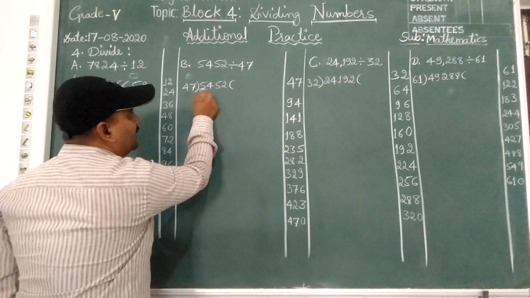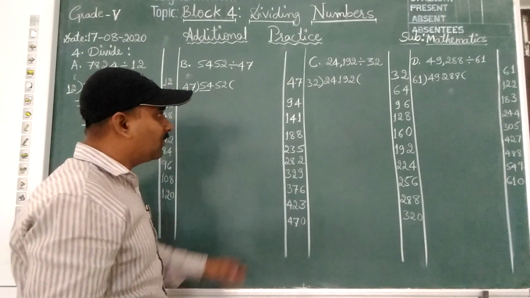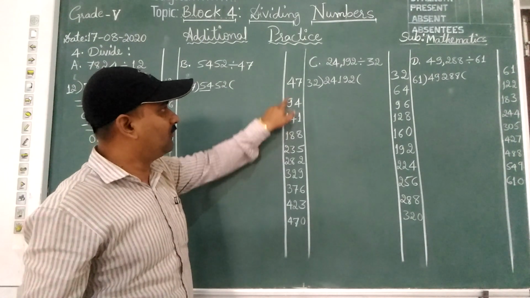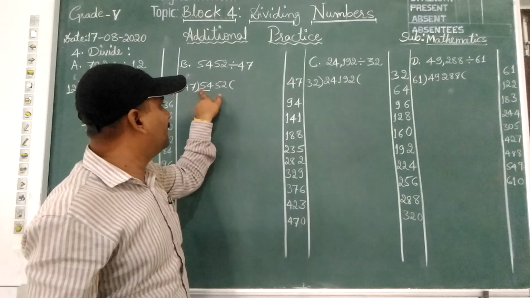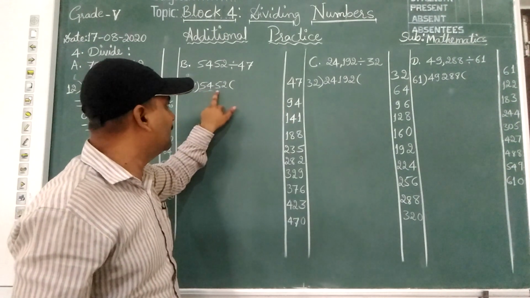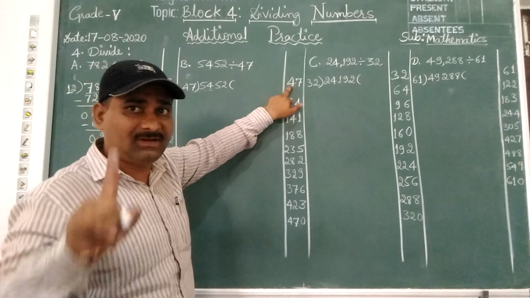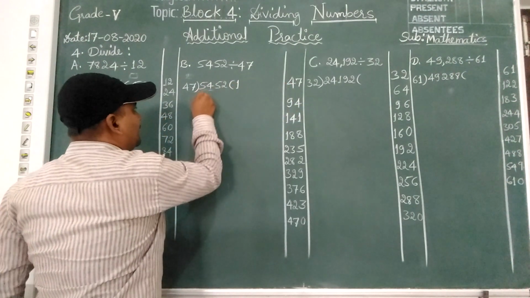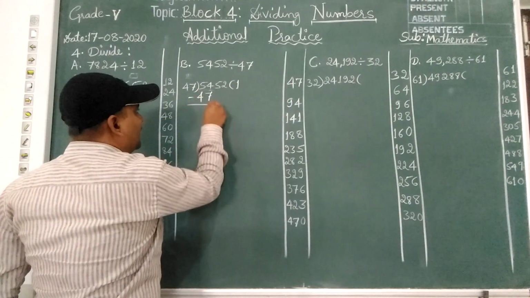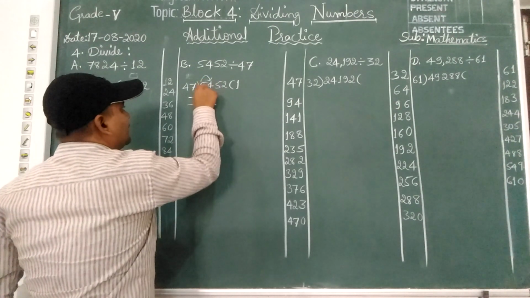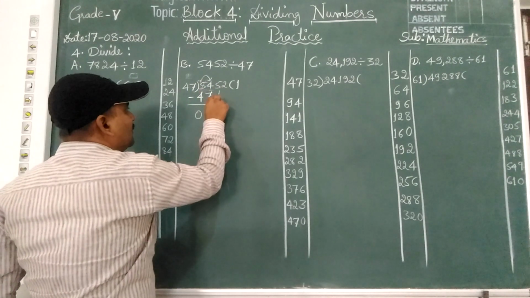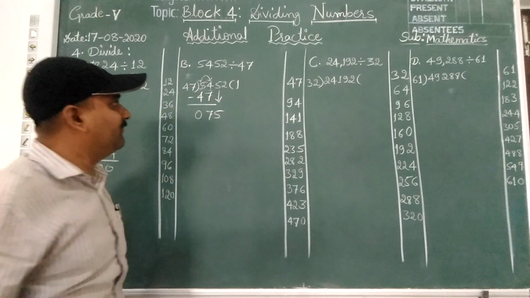47. I should take both numbers, 54. See, children, here if I take 47 2s, it is 94. It is greater than 54. I cannot take 94 here. So 47 1s are 47. Subtract: 7, 14 minus 7, 7. So 1 is taken, it is 4 minus 4, 0. Take next digit 5, 75.